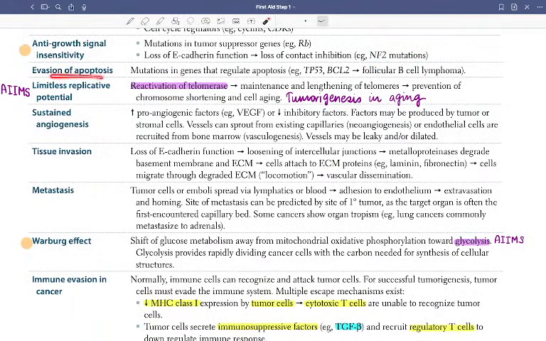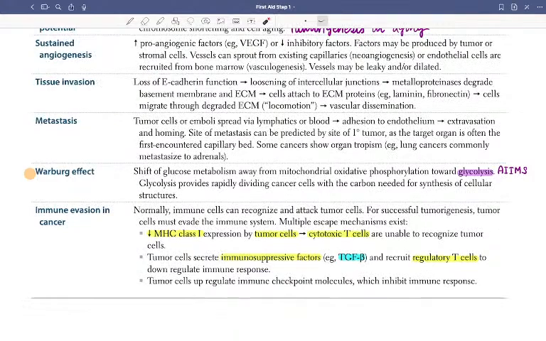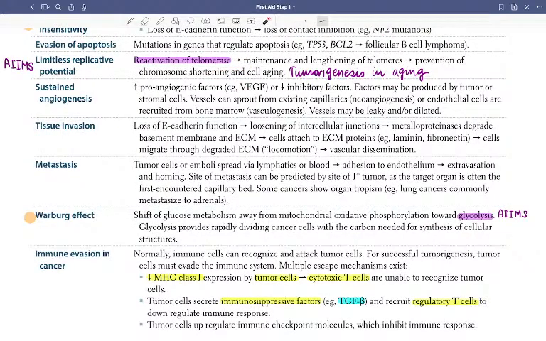Evasion of apoptosis: TP53, BCL2. Follicular lymphoma, again, was t(14;18), BCL2, and BAX, those were pro-apoptotic. SMAC/DIABLO, we had read in the morning. Limited replicative potential: reactivation of telomerase, tumorigenesis and aging, telomere lengthening. Also there's something called Hayflick's limit, so 50 to something, that also just go and see.